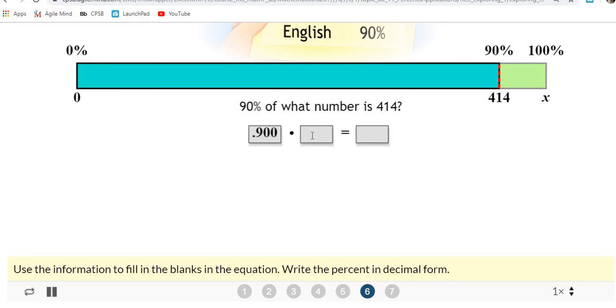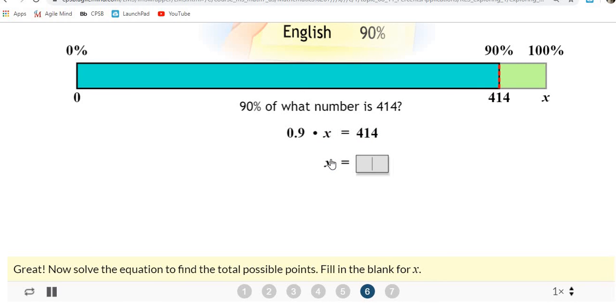Of times what number? X. X is 414. Alright, we've got to solve this one now. Do I have the two numbers on one side of the equal sign? No, so I have to do the opposite operation. What's the opposite of multiplication? Division. And who needs to get kicked out of this side? We want X by itself, so who are we kicking out? 0.9. So I need to divide both sides by 0.9. So I am taking 414 and dividing it by 0.9. And I get 460.